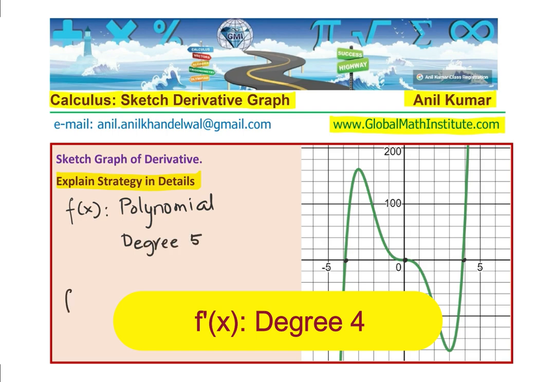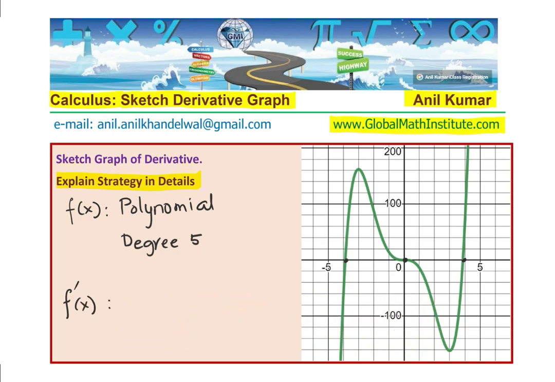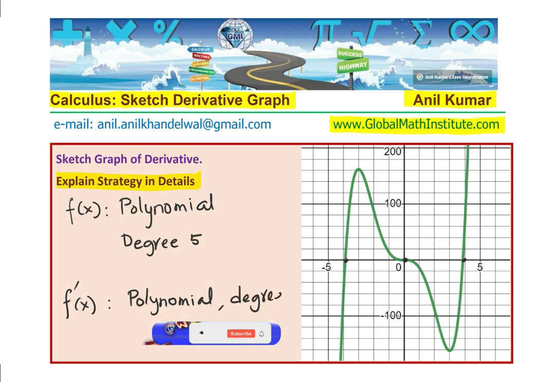So clearly, when we look at the derivative of this function, we expect a polynomial of degree 4, right? So we need a polynomial of degree 4. A quartic polynomial is what we are looking at. So that is the first thing we clearly know that we are looking for, a quartic polynomial.